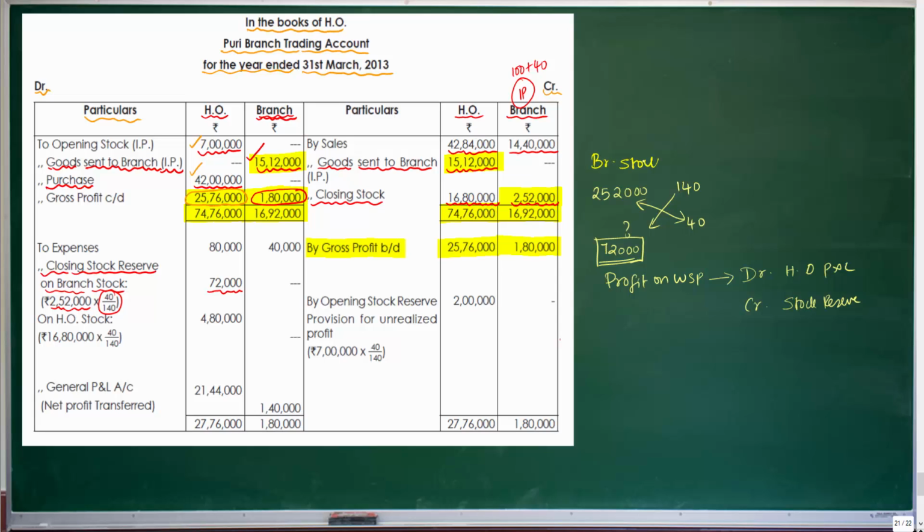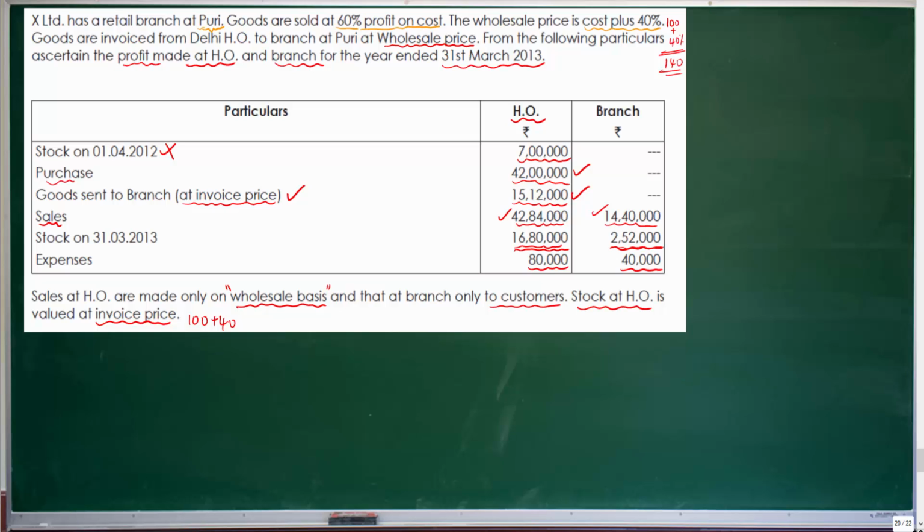It means we also have another stock. What is it? There is an HO stock, which is 16,80,000. We have to find a similar value for HO stock also. The question says they are generally sold at 60% profit on cost, but here sales at HO are made only on wholesale basis. It means HO also follows cost plus 40%.